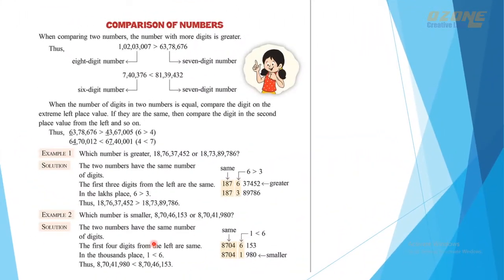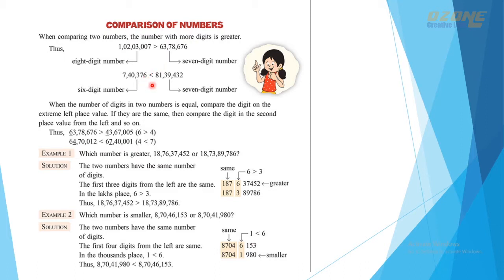Next we will see comparison of numbers. Comparison of two numbers is nothing but identifying among the given numbers which is greater or which is smaller. So first of all, while comparing the numbers, we will identify by counting the number of digits. Here two numbers are given, an 8-digit number and a 7-digit number. So it's sure that the 8-digit number will be greater than the 7-digit number.